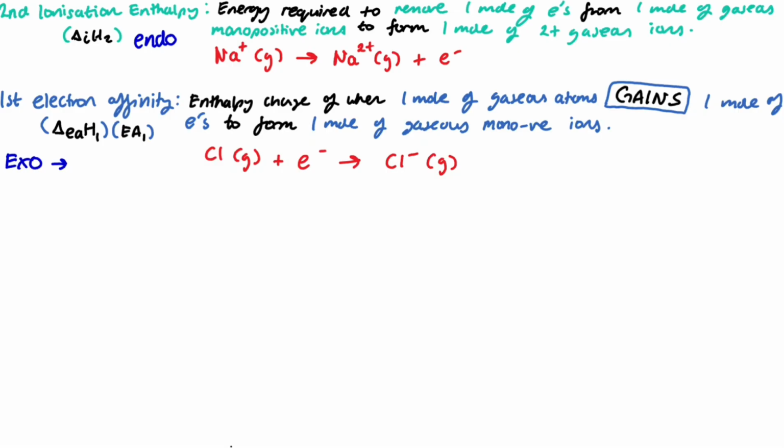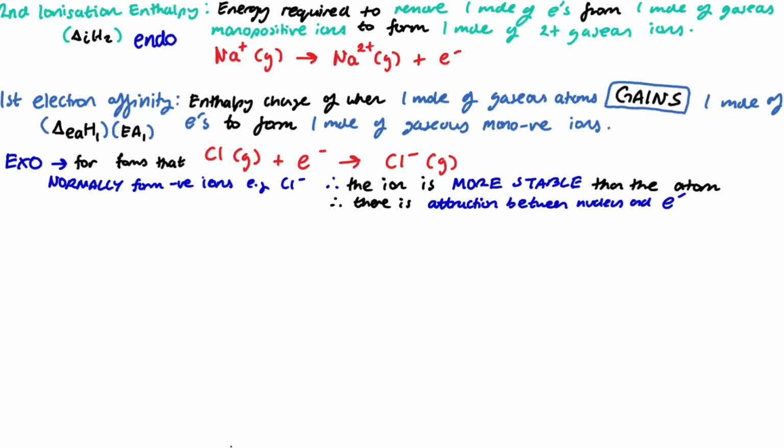Why is it exothermic? Because normally the atoms that form negative ions, such as chlorine, do so because the ion is more stable than the atom. Therefore, there is attraction between the nucleus and the electron.